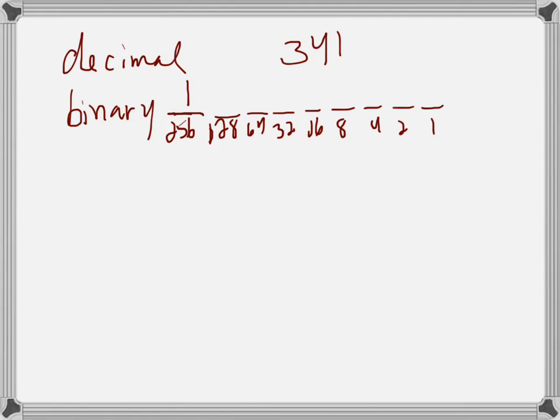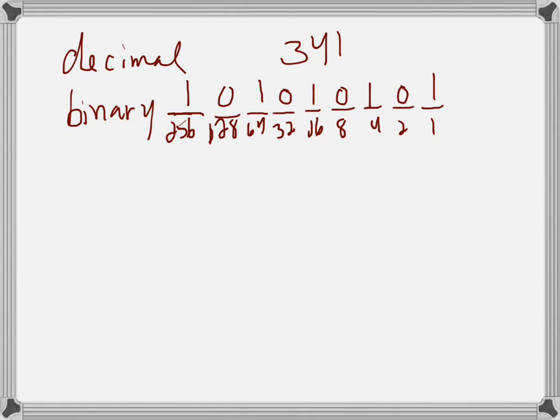And when I do that, 341 minus 256 is, let me calculate it out here, 85. I think I did that right. 85. So 128 does not go into there. 64 does go into there. 64 goes into 85. I'm going to take 85 minus 64. I'm going to get 21. So 32 will not go into there, but 16 will. 21 minus 16 is 5, so that does not go in there, but the 4 will. 5 minus 4 is 1, so the 2 does not go in, but the 1 does. Okay, so there's the binary number for 341.